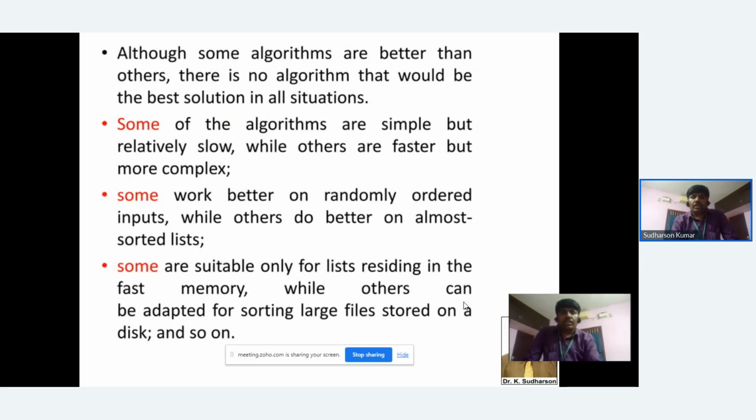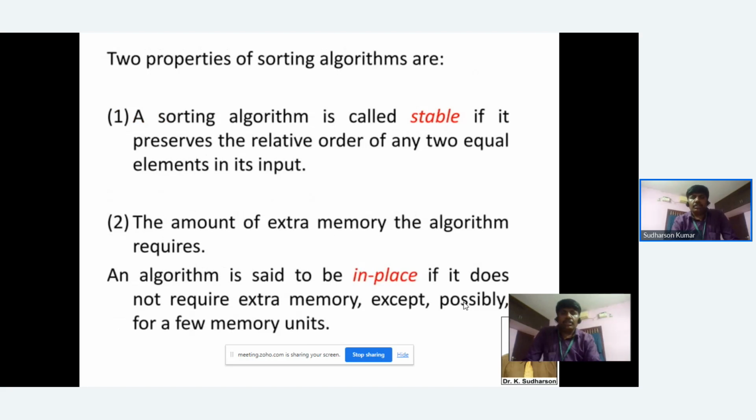So this is the sorting problem. In the sorting problem, we have two properties. One is called the stable property: if an algorithm preserves the relative order of any two equal elements in its input, it is known as stable. The second one is the amount of extra memory required for an algorithm. These are the two properties of sorting.